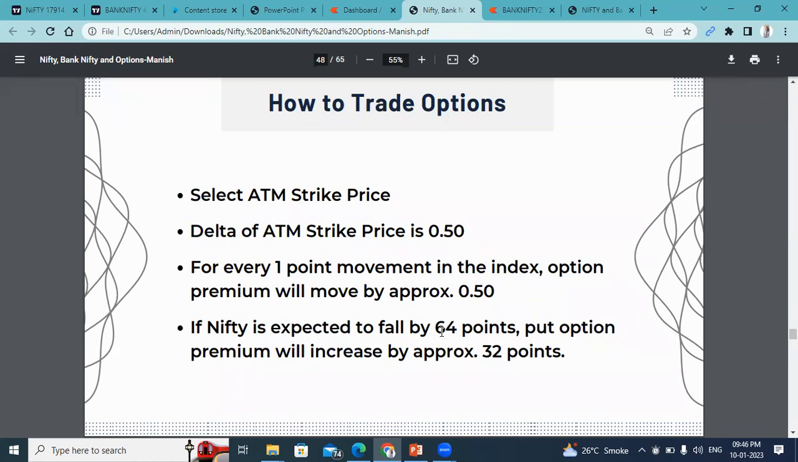So going back to the previous example, what was our target? 64 points. If Nifty is coming down by 64 points, then the put option premium will jump by 32 points. Okay, half of 64 is how much? 32. So let's say you bought the option at 100. You can start booking once you get 28 points, 30 points profit. So at 128, 130 you can book profit.